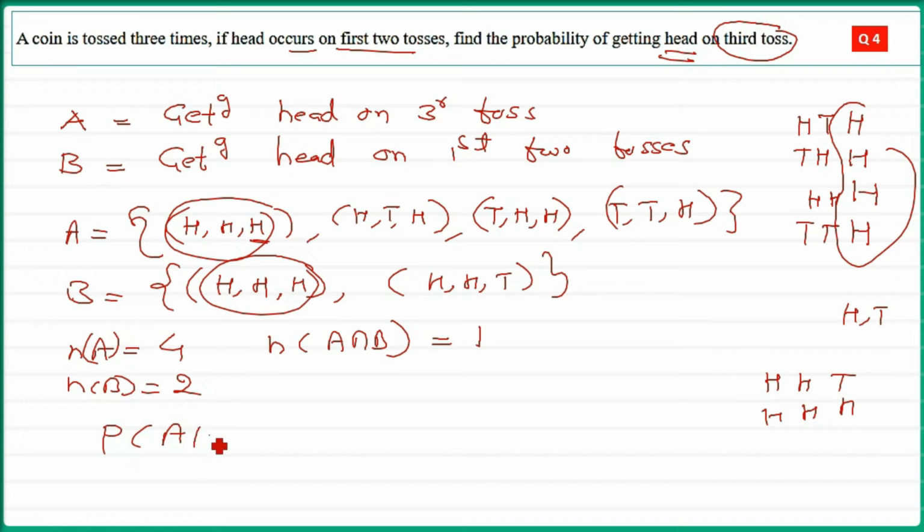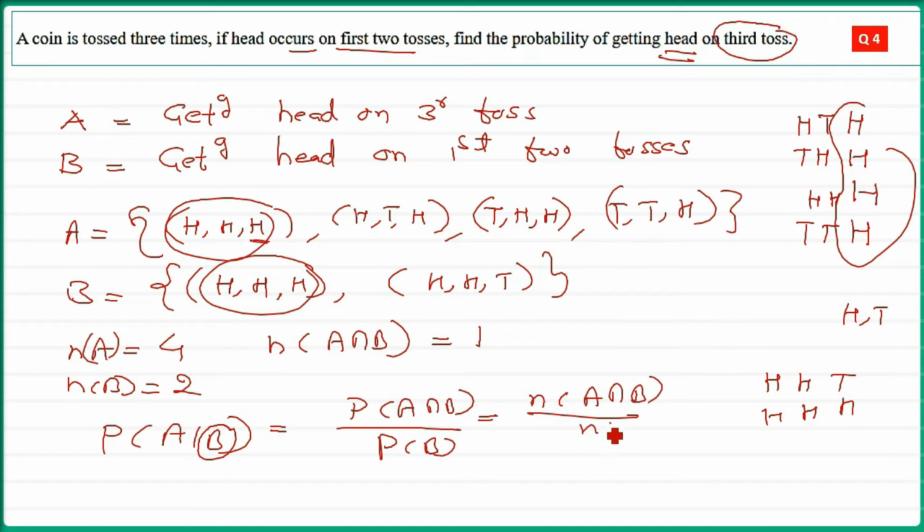Now we have to find out the probability of P(A by B). That is, if B is known, if getting head on the first 2 tosses is known, what is the probability of getting head on the third toss? That is how conditional probability is approached. So P(A intersection B) divided by P(B), and this is only N only. The number of elements we have to count. N of A intersection B is 1, and N of B is 2, so 1 by 2. This is your final result.